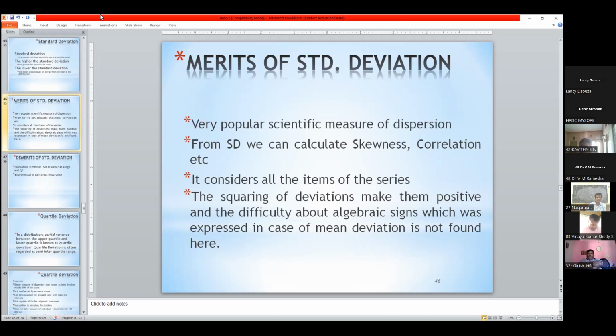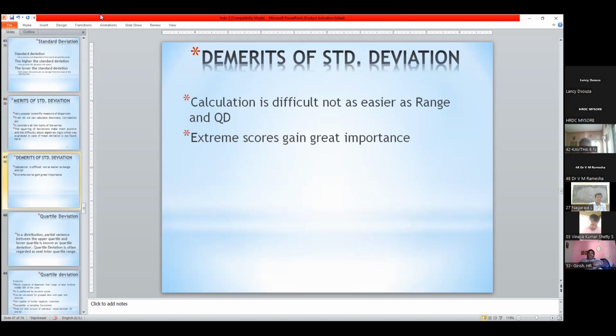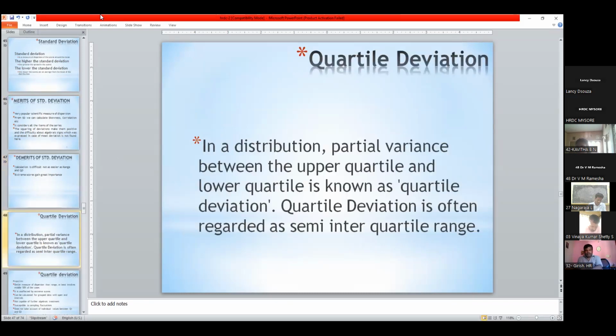So these are a few things where you can talk about merit, but the demerit is that the calculation is slightly difficult compared to the regular deviations, because you have to go through several steps. That's one of the demerits. And whenever there are outliers or extreme scores, they might increase the SD value, because the distance between that score and the mean is very lengthy. So automatically the lengthier distance will lead to higher variability. That is why extreme scores gain great importance in the calculation of the standard deviation.